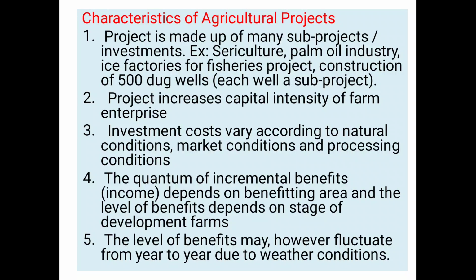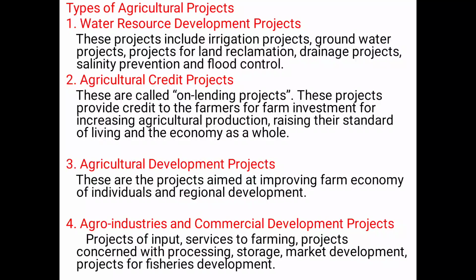And the last one is that the level of benefit may fluctuate from year to year due to weather conditions. Means in this point we know about the different returns year after year. Sometimes your benefit increases or sometimes it decreases. Year after year, due to weather conditions, your return will fluctuate. Those are the 5 important characteristics of the agricultural project.